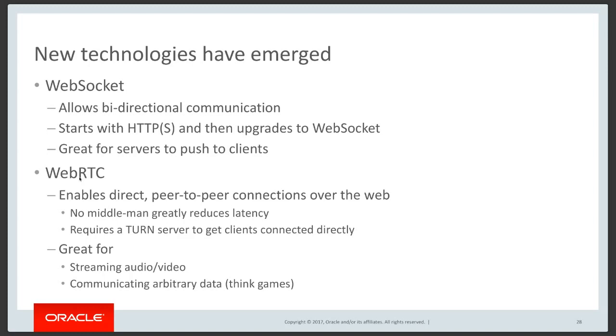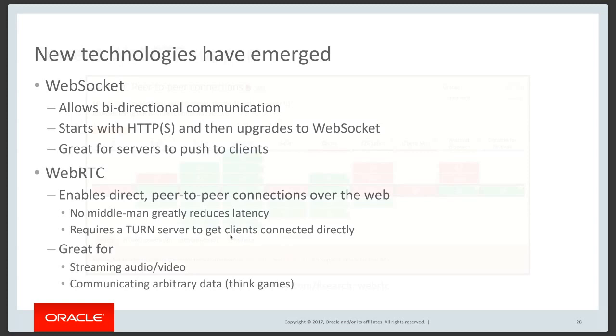WebRTC, on the other hand, is all about connecting peers directly. And this is really great if you're doing any kind of an app with streaming audio and video between folks. Maybe you're communicating arbitrary data, and a perfect use case for that is video games. They're doing this all the time. And so when you cut out the middleman and connect the clients directly, you greatly reduce redundancy. Now, the only drawback maybe to WebRTC is that it requires a TURN server to get the clients connected directly. But once that's taken care of, it's pretty great from there.